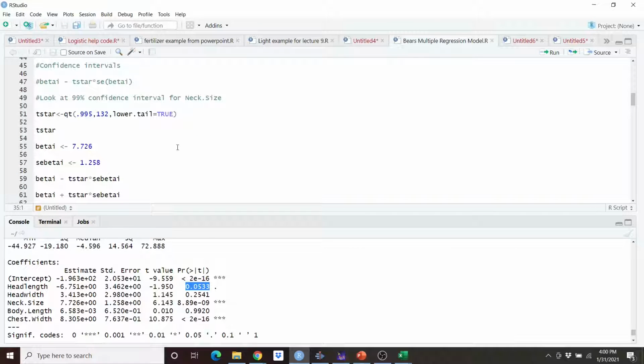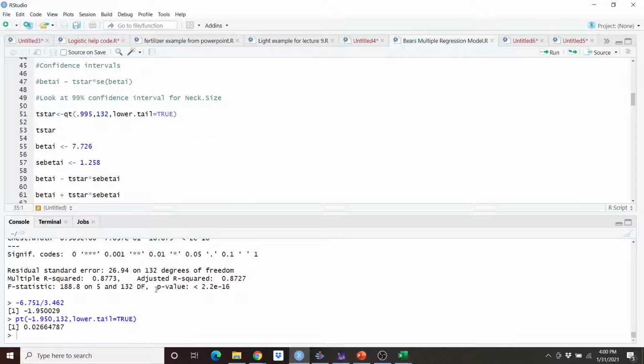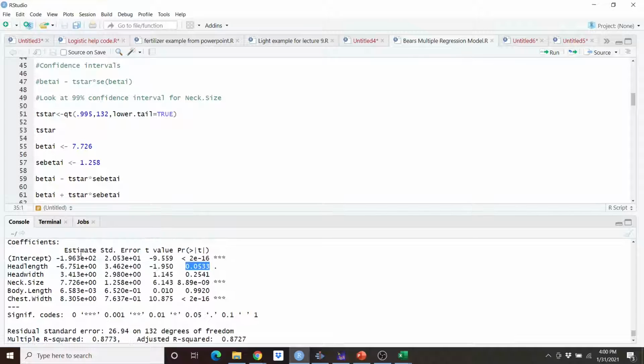What about confidence intervals? We very well may want confidence intervals on our estimates. The first thing we want to do, again, is look at our point estimate plus or minus our margin of error. Our point estimate is beta i. Our margin of error is t star times the standard error of beta i. Suppose we wanted a 99% confidence interval for next size.